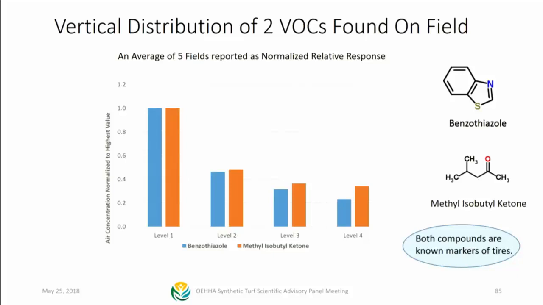So this slide is looking at the vertical distribution for these 2 chemicals. And what I'm showing here is an average of 5 fields, and I've normalized the relative response for these. So we're just looking at the changes among the 4 levels that were collected on our sampling tower. And you can see at level 1, which was the level closest to the field, we have our highest amounts, and you can see the decreasing concentration as we move away from the field.